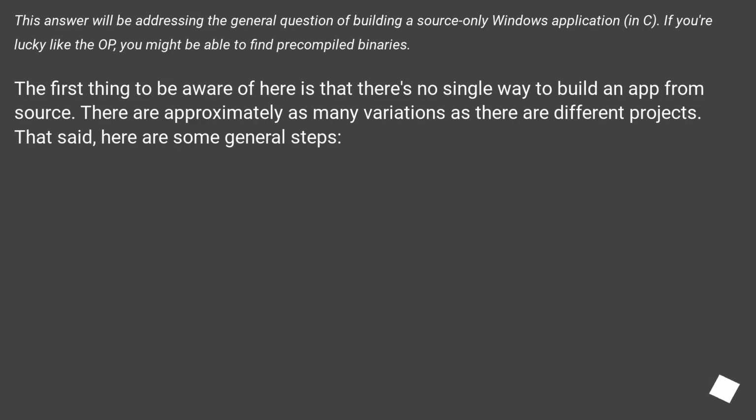This answer will be addressing the general question of building a source-only Windows application in C. If you're lucky like the OP, you might be able to find precompiled binaries. The first thing to be aware of here is that there's no single way to build an app from source. There are approximately as many variations as there are different projects. That said, here are some general steps.